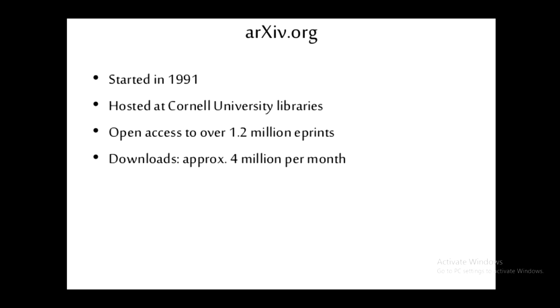Next, arXiv.org. It started in 1991, hosted at Cornell University Libraries. Open access to over 1.2 million e-prints. Downloads can be approximately 4 million per month.